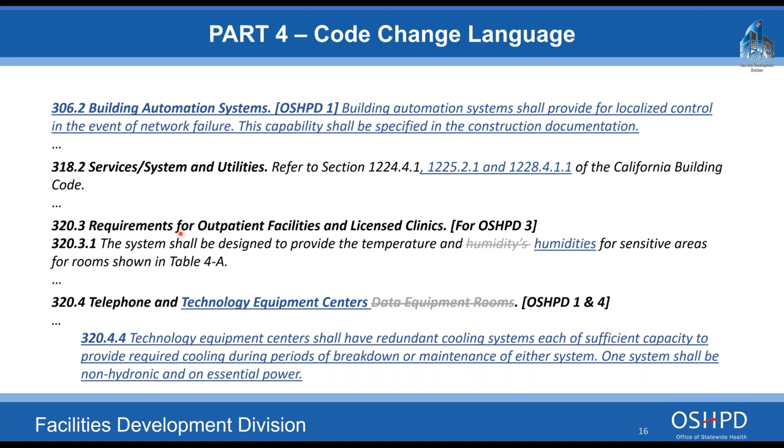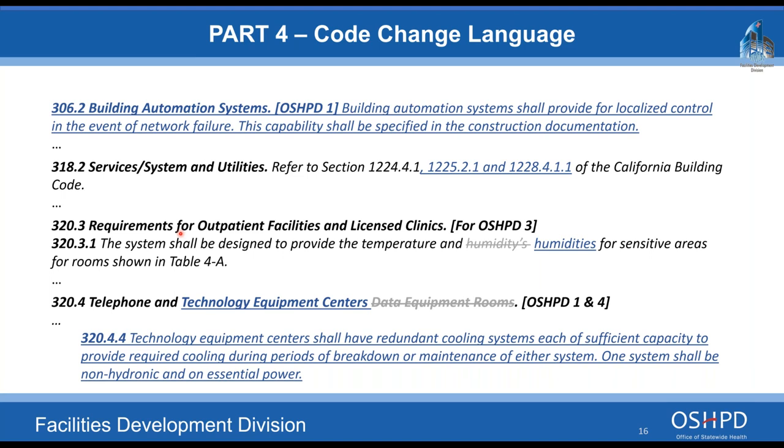Okay, we update some references to the building code. That's just keeping us in alignment with the changes there. 320.3.1, we just do some more housekeeping here. We had what looks like a typo or a misuse of some of the language. And at 320.4, we just clarify the title, Telephone and Technology Equipment Centers, to get that terminology right.